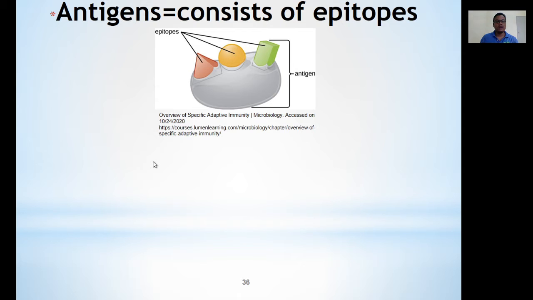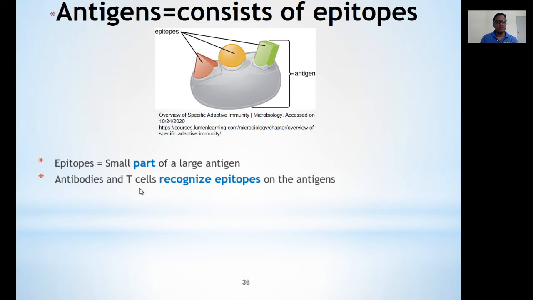Now we have a look at the antigens. Antigens actually consist of many epitopes. They are the small structures on the antigen. We can observe here one molecule of antigen has different epitopes. This is the part where the antibodies especially will bind or identify the antigen. Epitopes are small parts of a large antigen. Antibodies and T cells recognize epitopes.